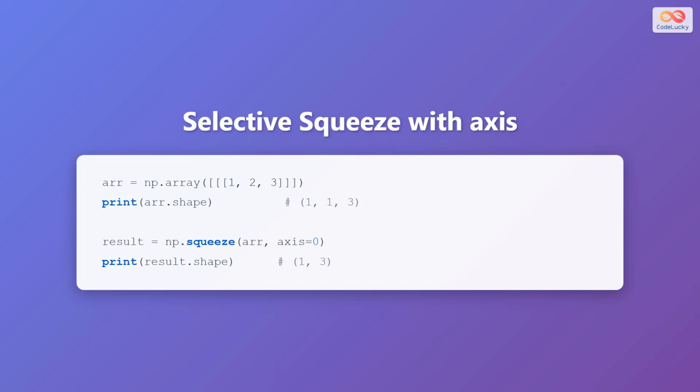Sometimes you want more control. The axis parameter lets you remove specific dimensions. In this example, our array has shape 1, 1, 3. By specifying axis equals 0, we only remove the first dimension, resulting in shape 1, 3.